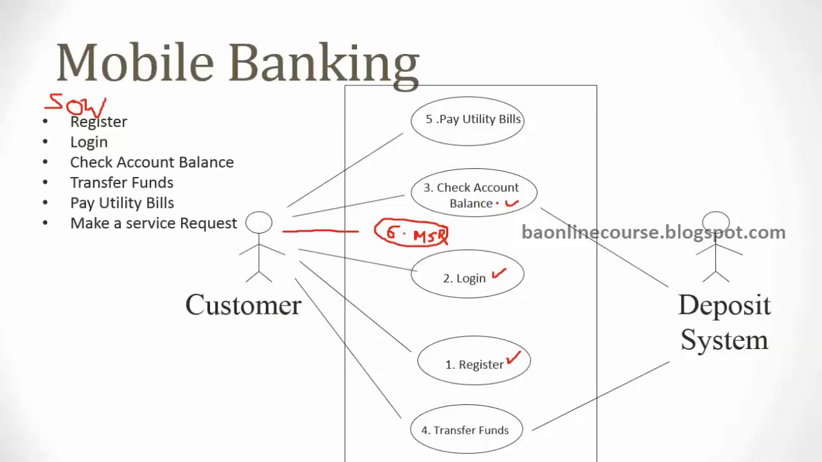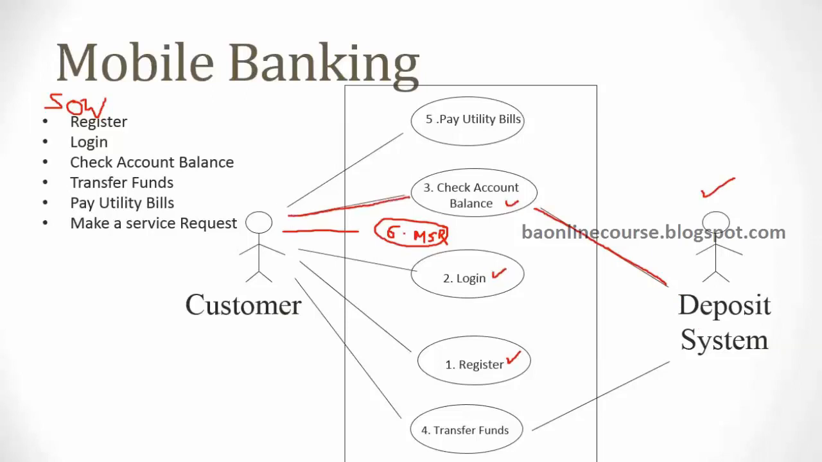But let's say he wants to get the account balance, right? Now, account balance is not stored in your mobile banking system. So where do you get the balance from? You have to get the data from another system. So there is an interaction between the use case and an external system. So this becomes an actor now. The deposit system becomes an actor, right?